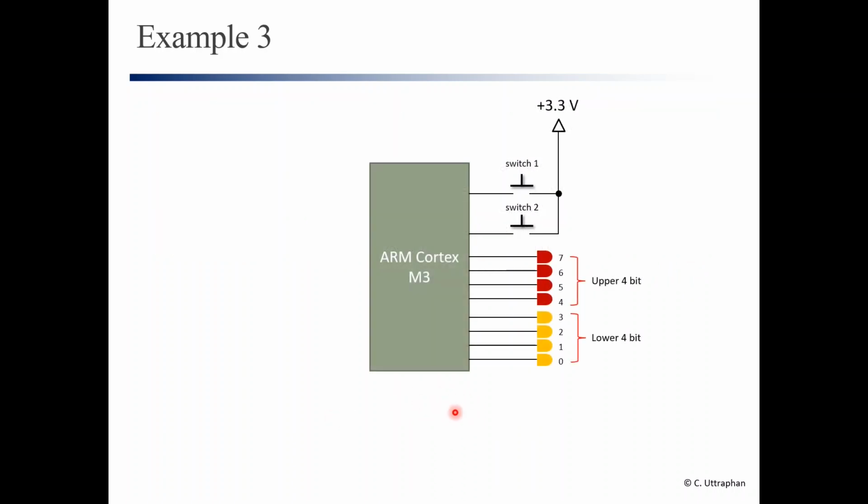This example can be illustrated like this. We have switch 1 and switch 2 connected to the ARM Cortex-M3 as the input to the microcontroller. Meanwhile, the outputs are connected to 8 LEDs.